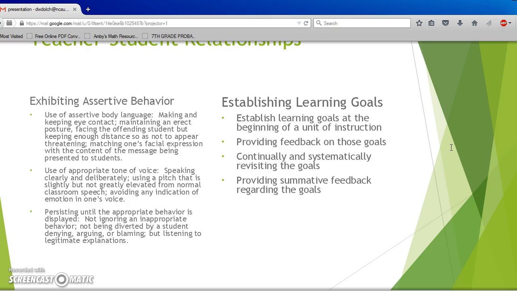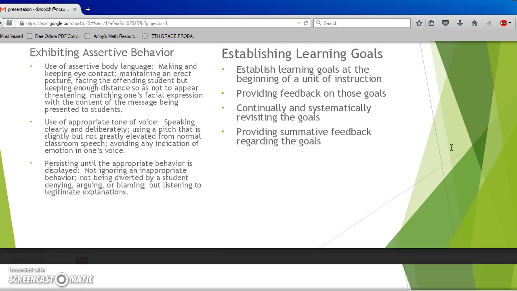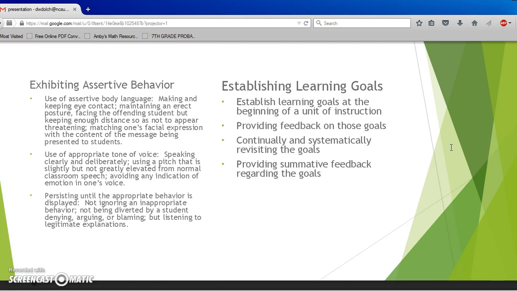Use appropriate tone of voice, speaking clearly and deliberately, using a pitch that is slightly but not greatly elevated from normal classroom speech, avoiding any indication of emotion in one's speech. Persist until the appropriate behavior is displayed, ignoring an inappropriate behavior, not being diverted by a student denying, arguing, or blaming, but listening to legitimate explanations.